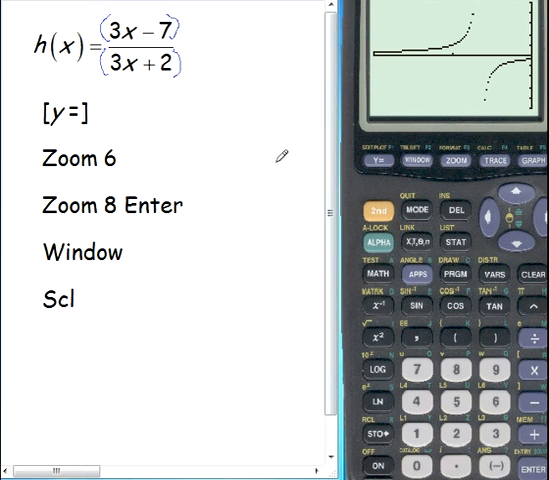So you can use the window key to change your range and domain so that you can zoom in just on what you want to see.